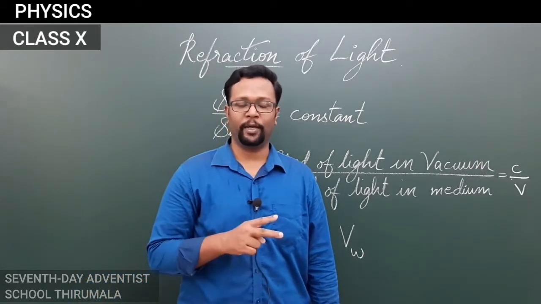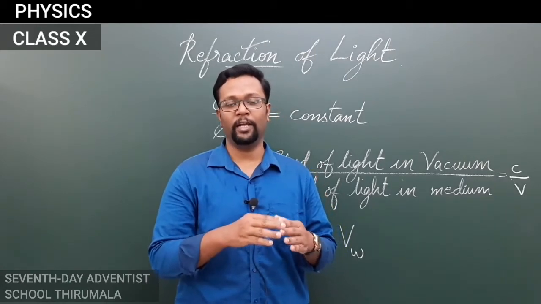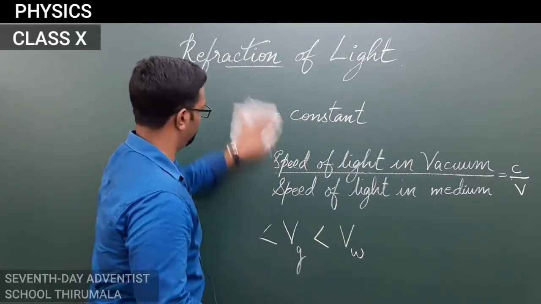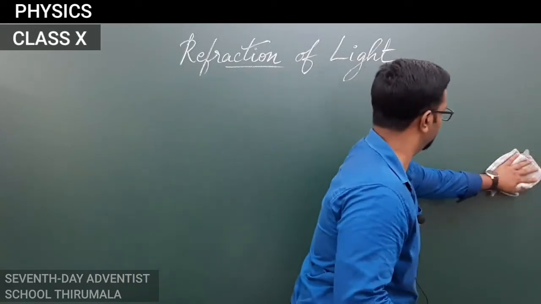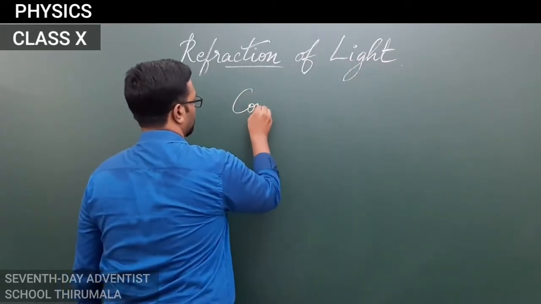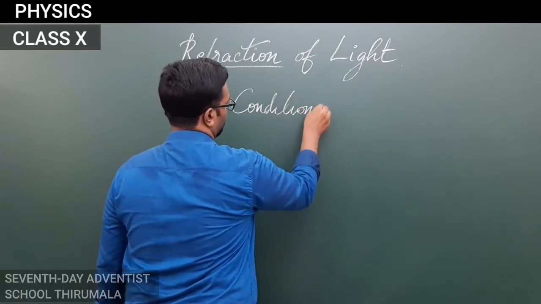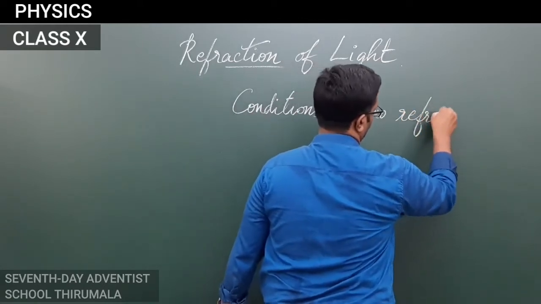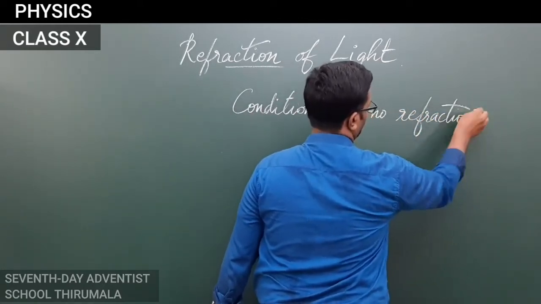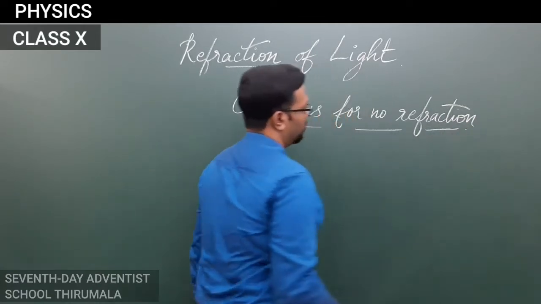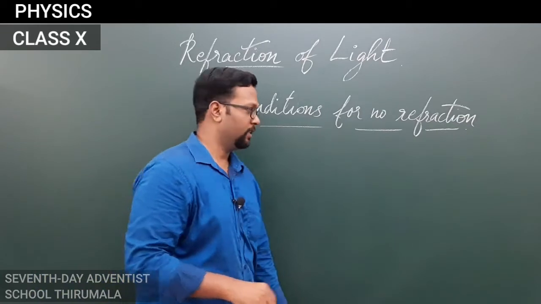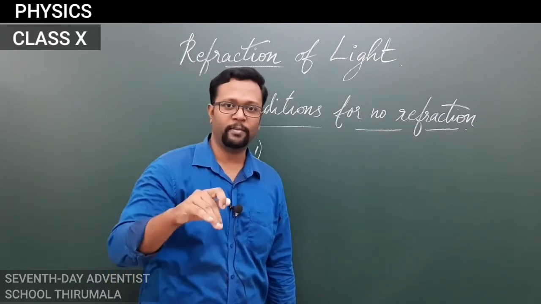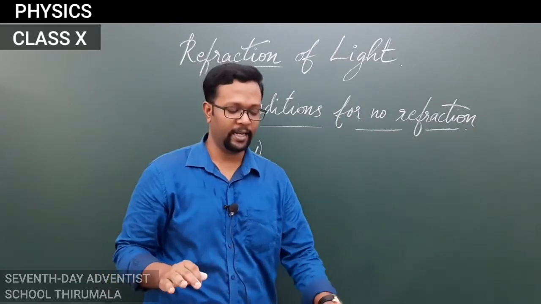There are two instances in which light traveling from one medium will not bend when it enters into another medium. Conditions for no refraction. The first condition is that if the light ray is falling normally on the surface, then there will not be any refraction.